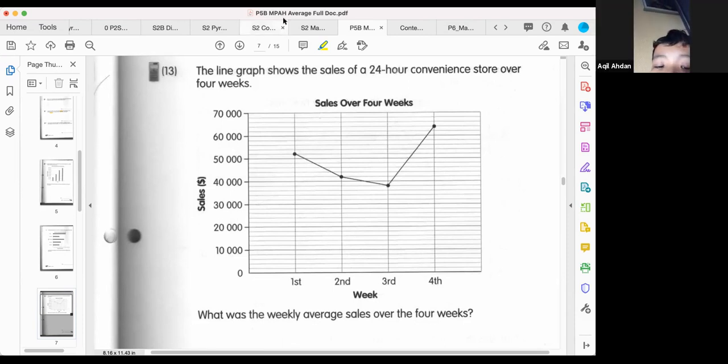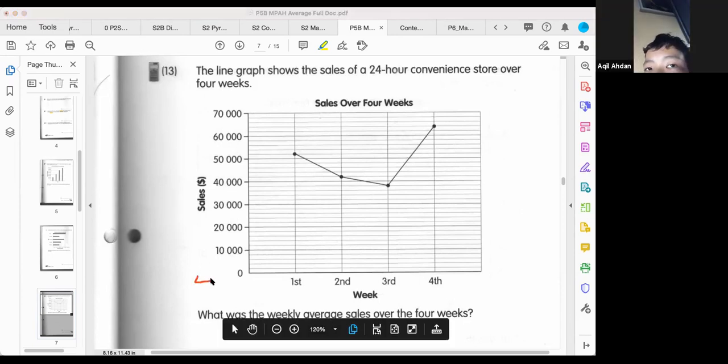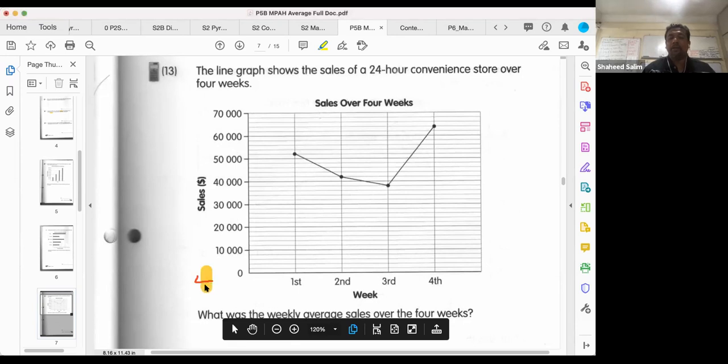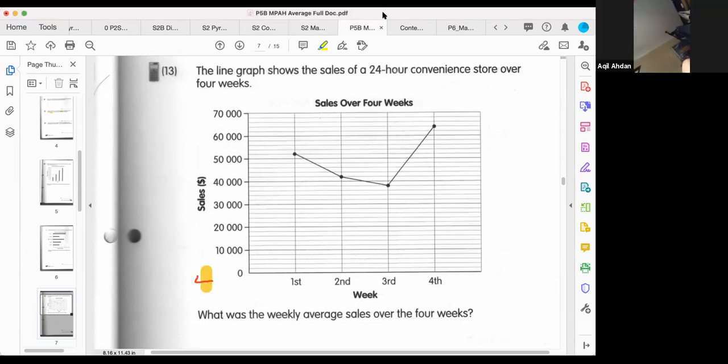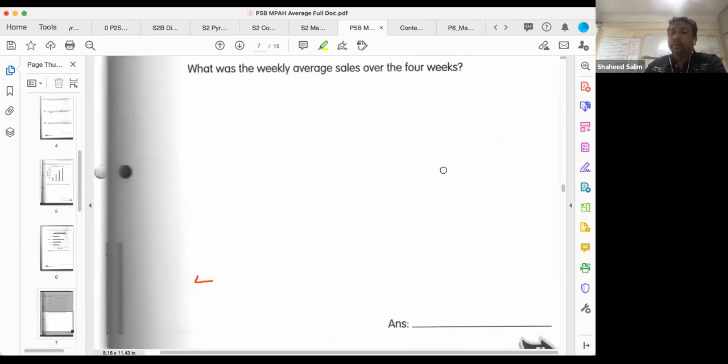So we add 52,000, 42,000, 38,000, and 64,000 all together. Then divide it by 4. Well done. So you know the method. Once you get a calculator, your answer is 49K. 49,000. I did it mentally. I got 49, so I thought Izzat was wrong, but it cannot be 49, right? It's 49,000. Well done, both of you. That means you know. Alhamdulillah.